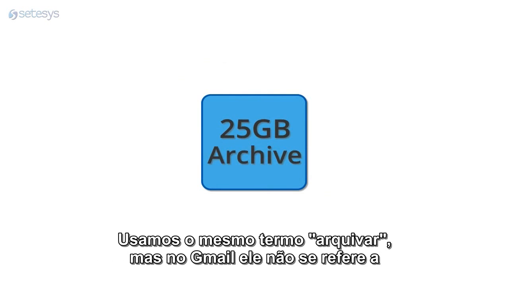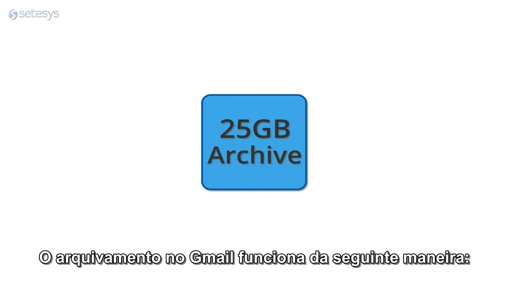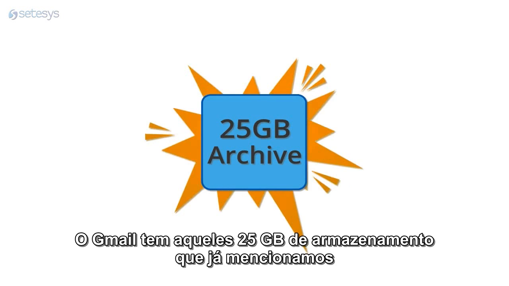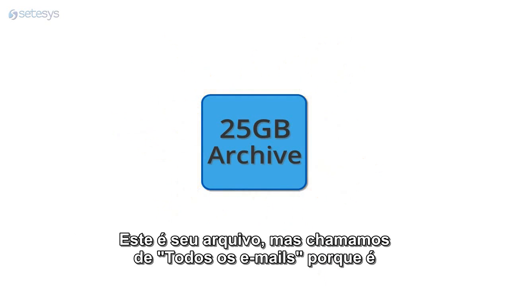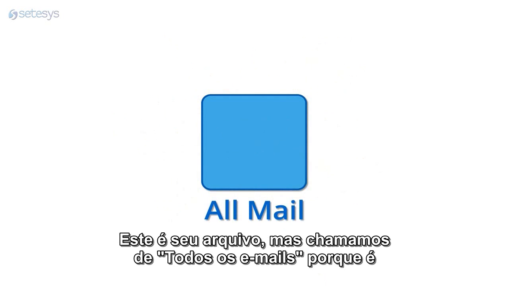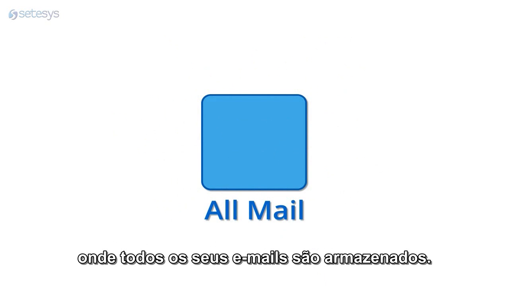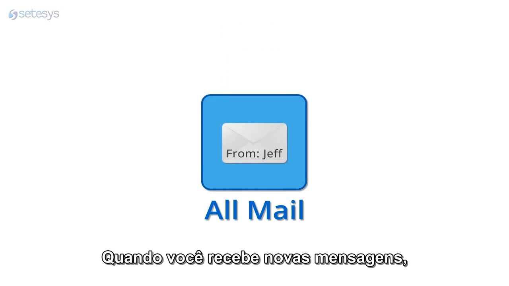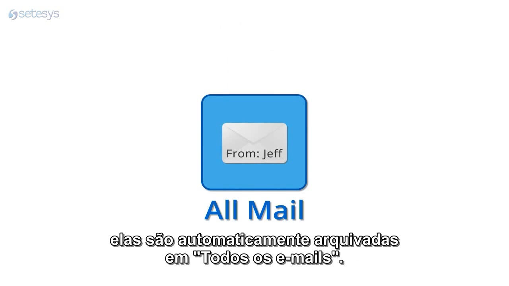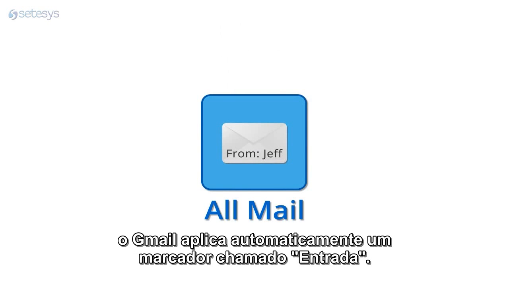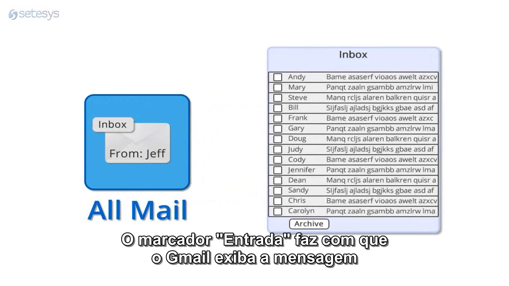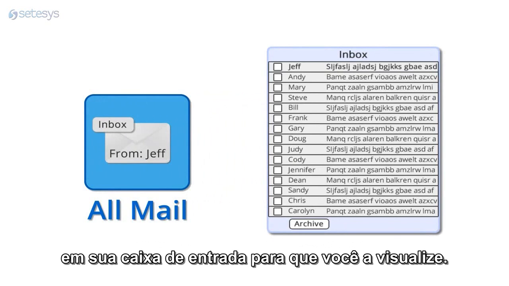Archiving is another thing Gmail handles differently. We use the same term archive, but in Gmail it doesn't refer to compressing and storing your mail. Archiving in Gmail works like this. Gmail has that 25 gigabytes of storage we mentioned earlier reserved just for you. It's your archive, but we call it All Mail because it's where all your email is stored. When new messages arrive for you, they're automatically archived in your All Mail container. In order to display the new messages in your inbox, Gmail automatically applies a label called Inbox. The Inbox label tells Gmail to display the message in your inbox so you can view it.